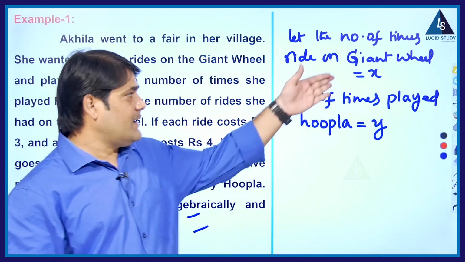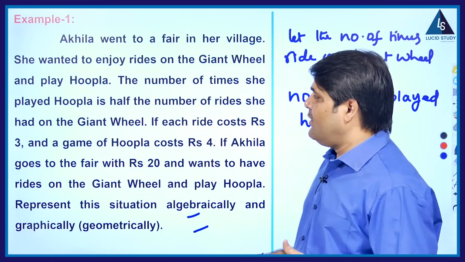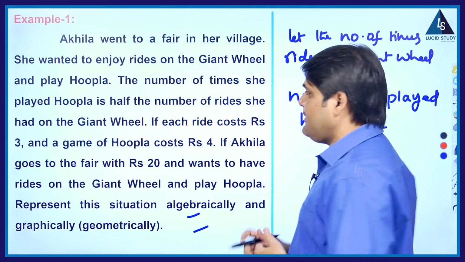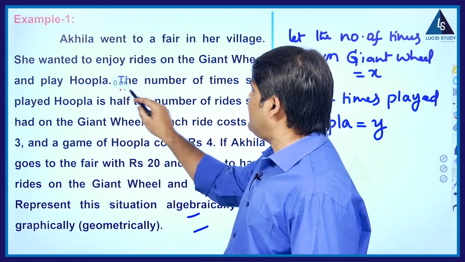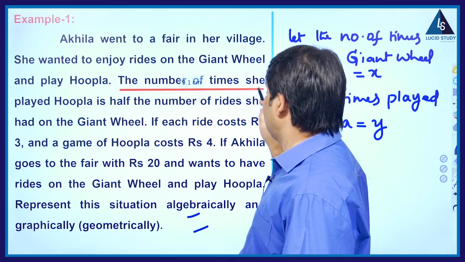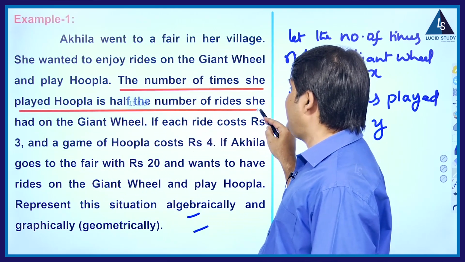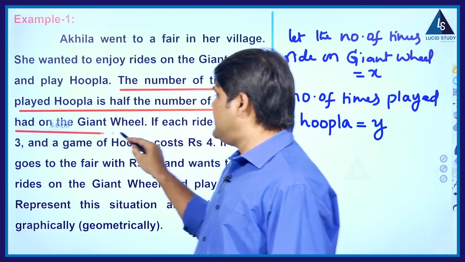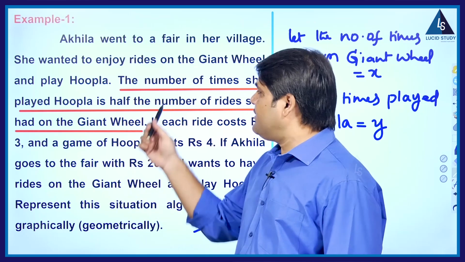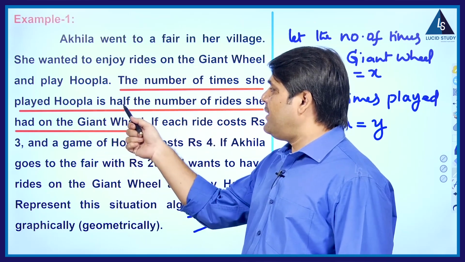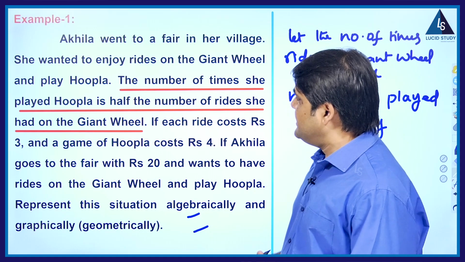Now tell me, what is the relation between these two? Okay, so that relation between these two is given in one sentence here. So let's underline the sentence. The number of times she played hoopla is half number of times rides she had on giant wheel. This is the first situation. Okay, so the number of times that she played hoopla is half number of rides she had on giant wheel, right?